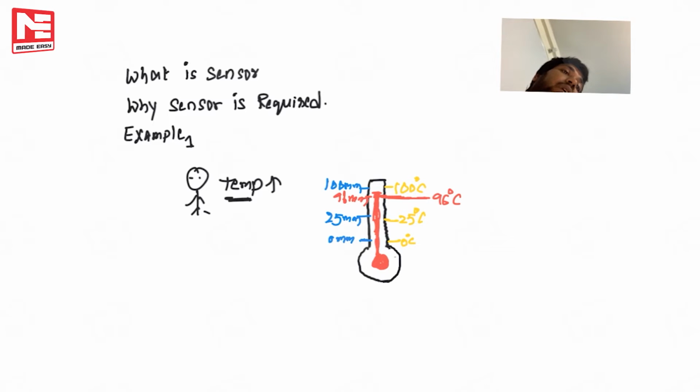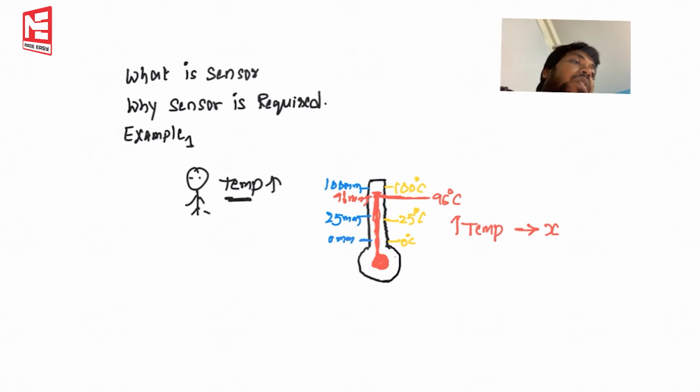Now in this particular example, if you understand clearly, you can notice that the temperature is actually converted into the displacement of the mercury column, right? So temperature is converted into displacement. Let us consider the displacement of the mercury column as x. That means if the temperature increases, the displacement of the mercury column x also increases, right?